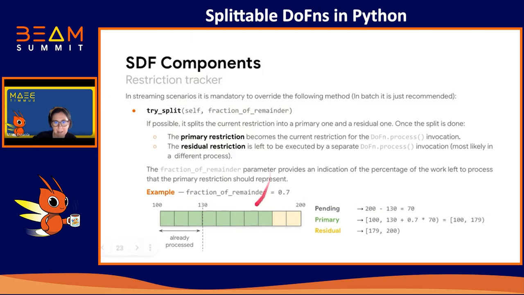We have included here an example, okay? So imagine that you have a restriction that goes from 100 to 200, and we have already processed up to 130, okay? So how would I calculate the primary and the residual restrictions? So it will do what's pending. So 200 minus 130, 70 is still pending. And the runner is telling me that the primary should represent 70% of what's left. So the primary should be 100, and then 130, that is what is already processed, plus the 70% of what's left, no? So from 100 to 179, and the rest will be the residual restriction. So that's how fraction of remainder is used, okay?